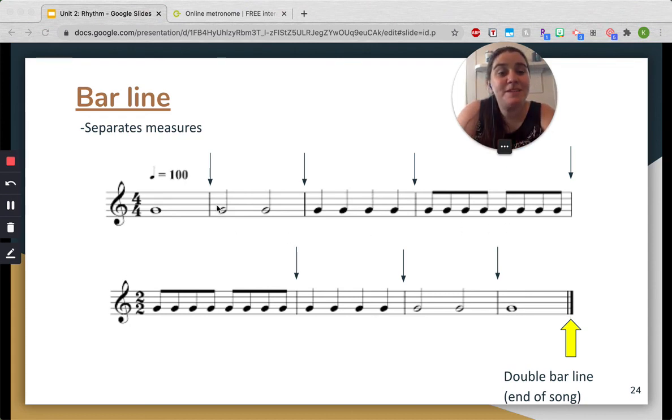Let's perform the top line. Pause this video and figure out how you would perform the top line only. Say it and clap it with me. 1 and 2 and ready, go. Ta, ta, ta, ta, ta, ta, ta, ti, ti, ti, ti, ti, ti, ti, ti.